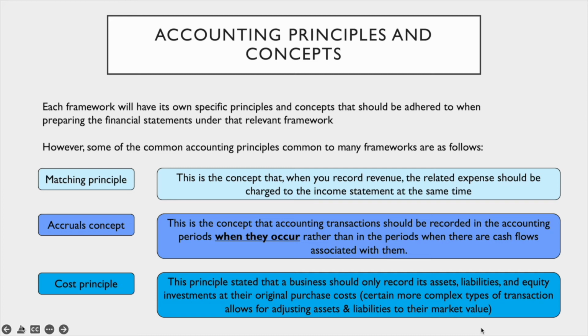Where frameworks do allow the use of fair value accounting, these accounting treatments or the frameworks tend to have strict regulation to minimise the subjectivity of the market value amount.